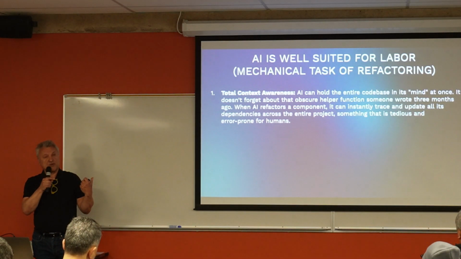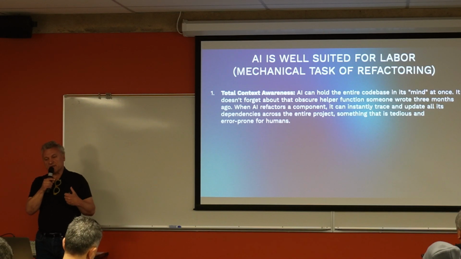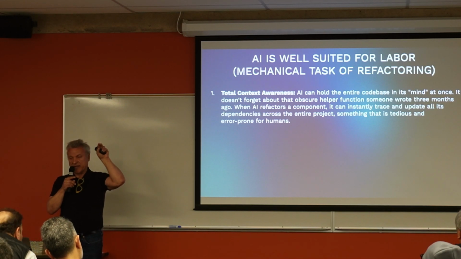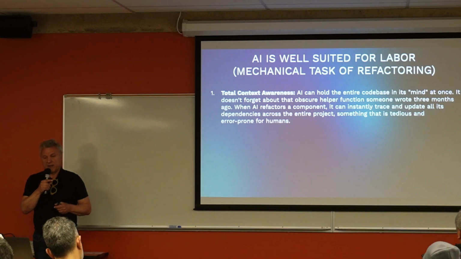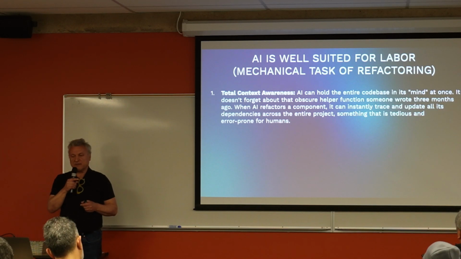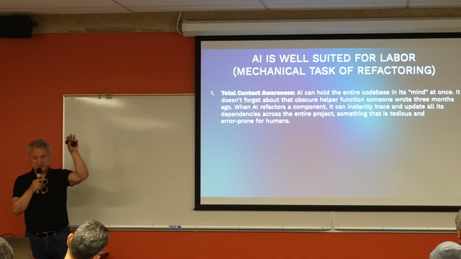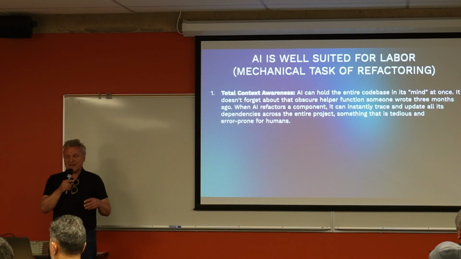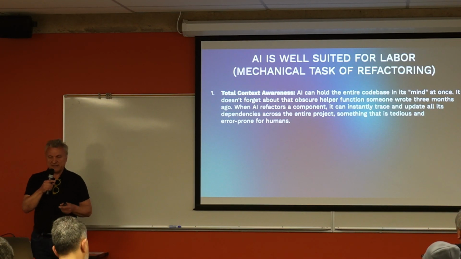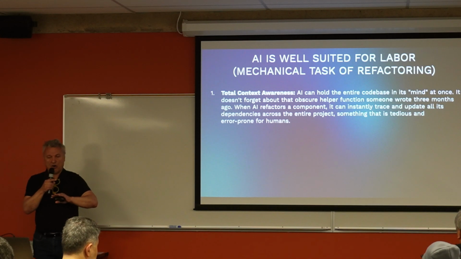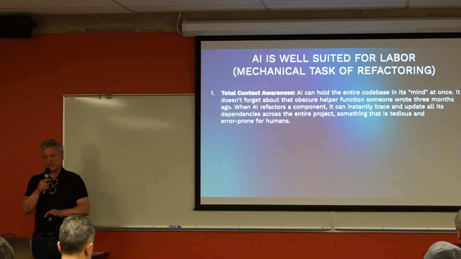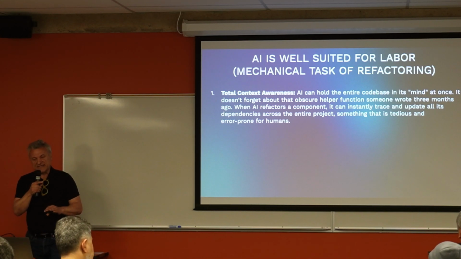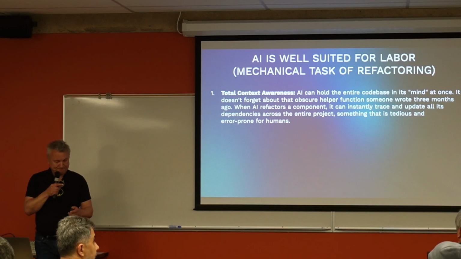So why is AI suited for labor? Number one, total context awareness. AI can hold the entire code base in its mind at once. It doesn't forget about that obscure helper function somebody wrote 3 months ago. When AI refactors a component, it can instantly trace and update all its dependencies across the entire project, which is something that is tedious and error-prone for us humans.